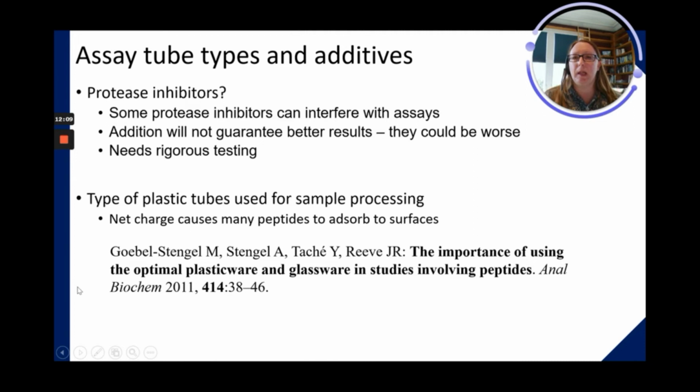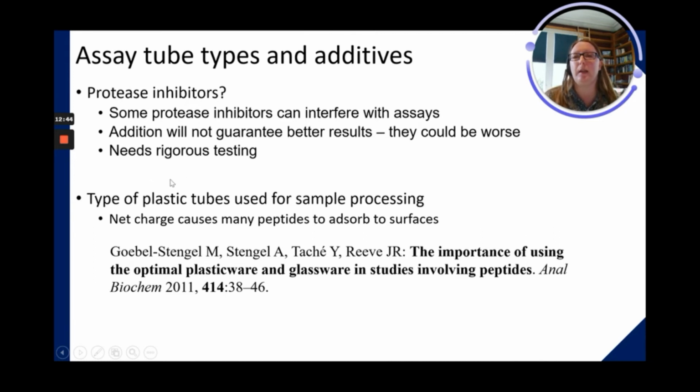In addition to your blood collection tube, you also have other factors to bear in mind in terms of sample processing, what other additives you might add, and the exact type of tube in which you perform your experiment. So protease inhibitors are worth a mention. As I indicated, peptides like CGRP can be broken down by different proteases, and many people therefore automatically choose to add cocktails of protease inhibitors to their samples.